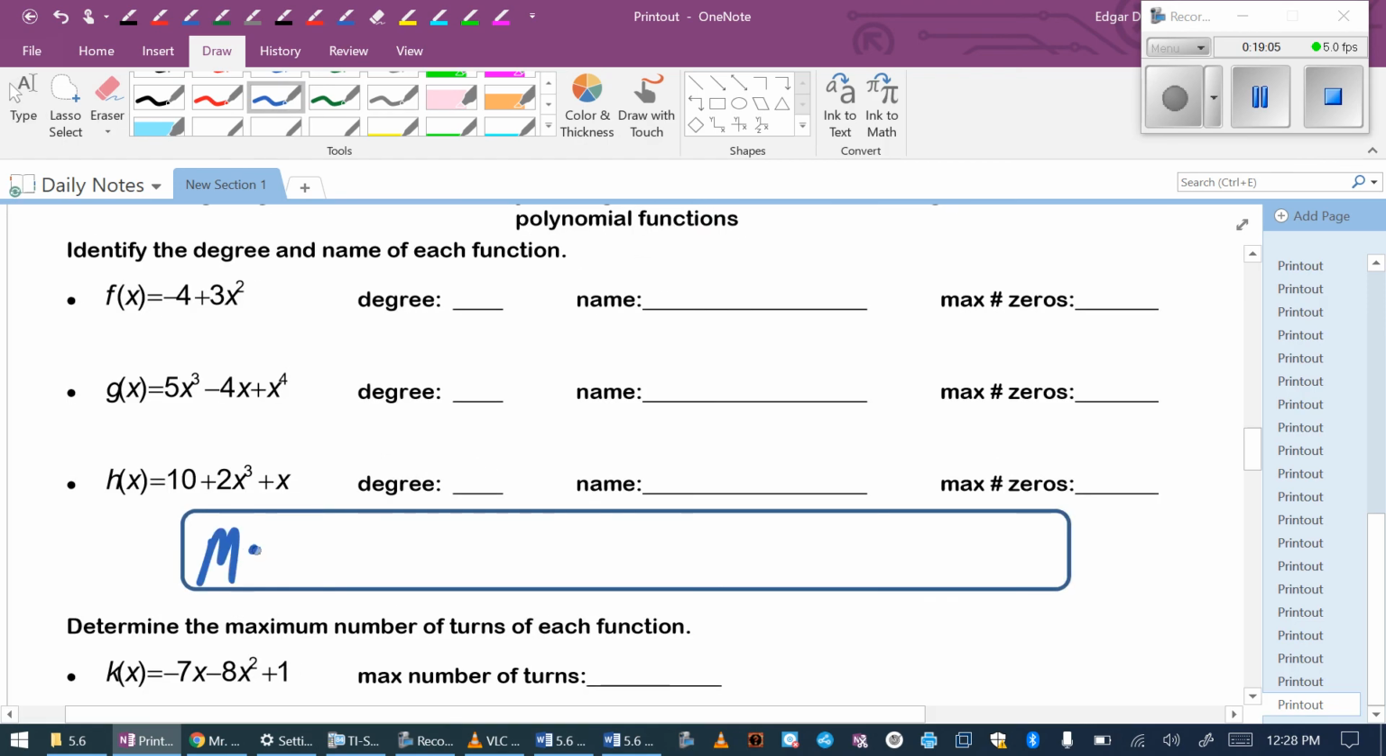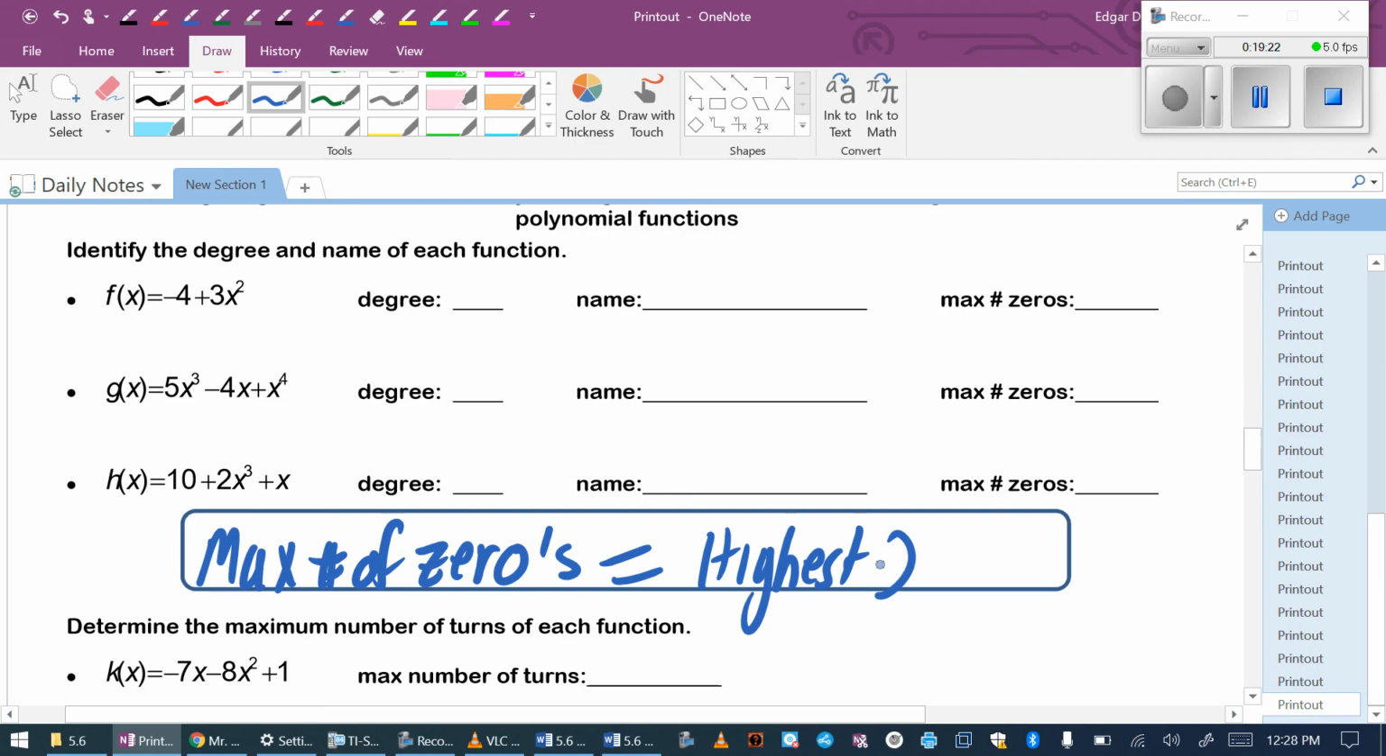The max number of zeros is equal to, I don't even know if that's how you spell zeros. I'm going to do it like this. It might be wrong, guys. Don't judge me. So max number of zeros is always going to be the highest degree. Okay? Look for the highest degree. That's going to tell you the number of zeros.